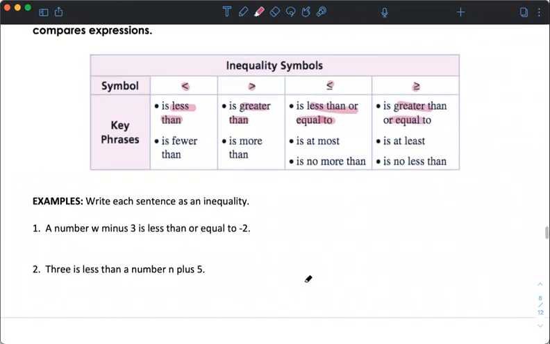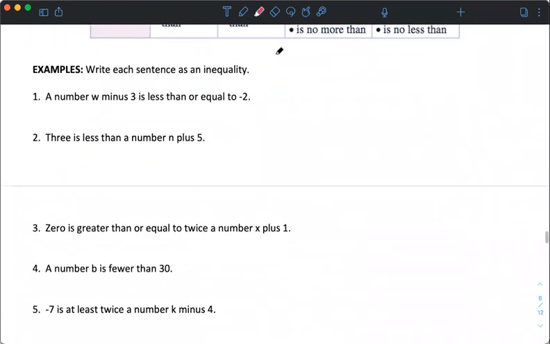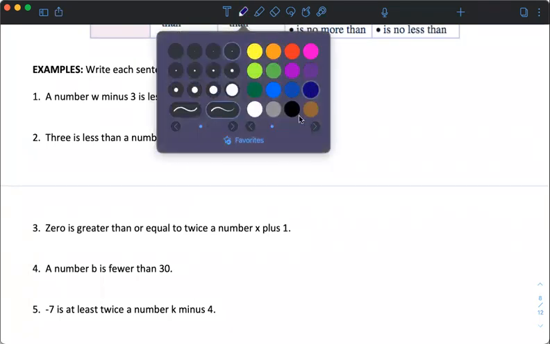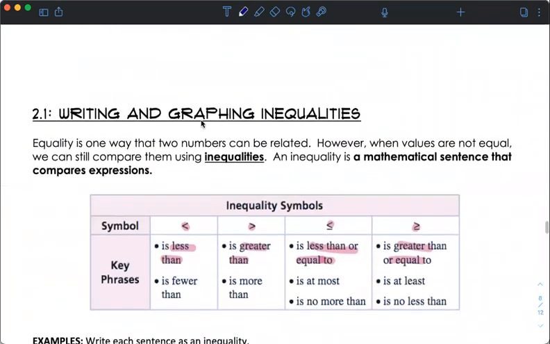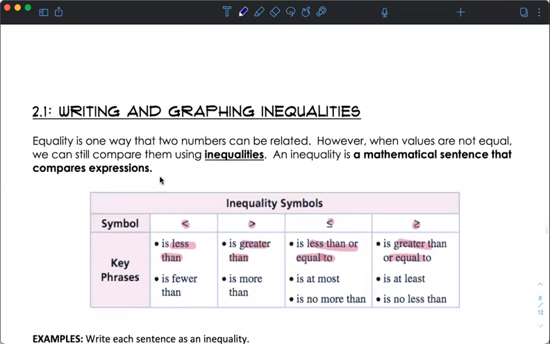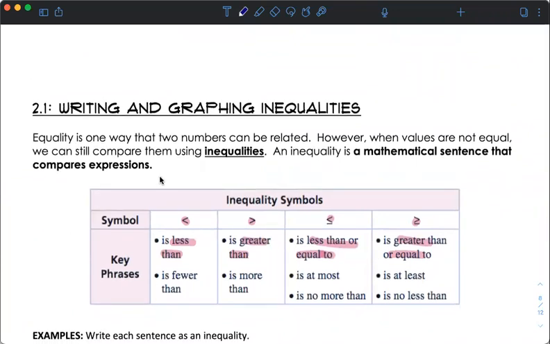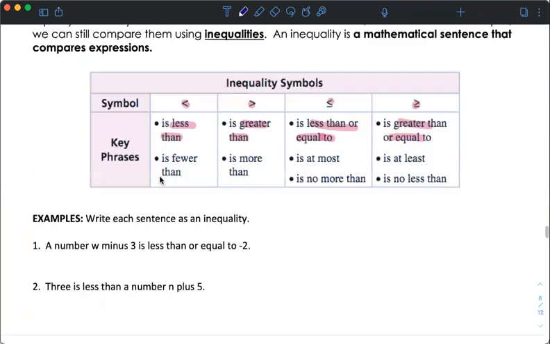So we're not going to do all of these examples, so you only need to write down the ones that I do. Oh, and I forgot to mention that since we are starting a new chapter, make sure that you put this in your table of contents and the appropriate page number that goes with it.